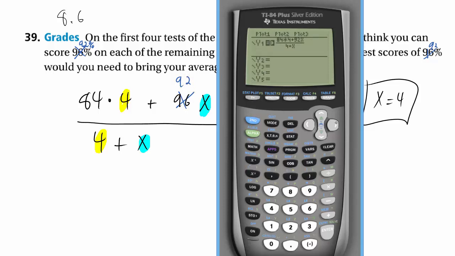Let's do one more scenario. Let's say instead of a 92, let's say we're a 94. Well, it took 4 96s to bring it up. And so let's see how many 94s it would take if I put 94 instead. Let me try 4. No, not quite there. 5, 6, and it would take 6 94s to bring that up. So knowing how to do this model allows you to substitute a lot of different values to figure it out.